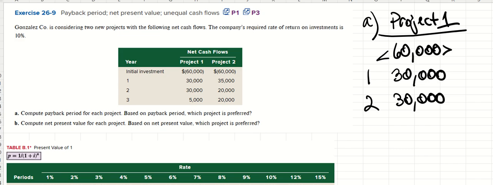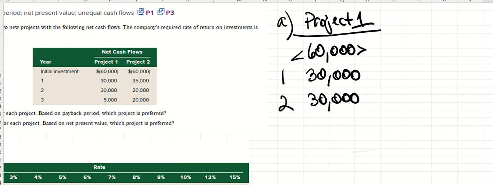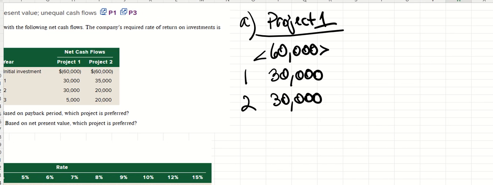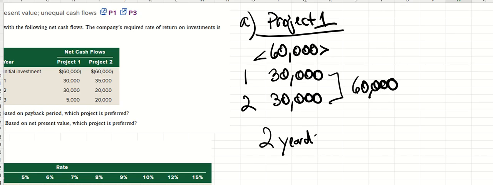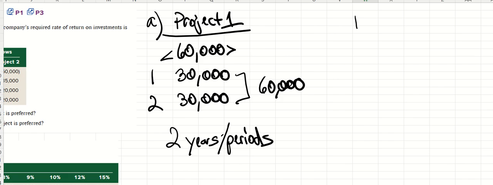And that's it. So we see here that years 1 and 2 together, combined, is going to be 60,000. So this means that for project 1, it's going to take them exactly 2 years, oops, I misspelled years. We could say it's going to take them 2 years or periods to recoup their investment. That's for project 1.